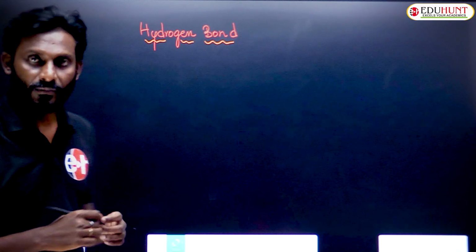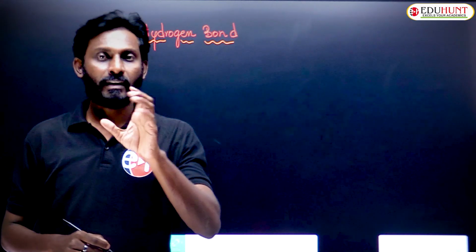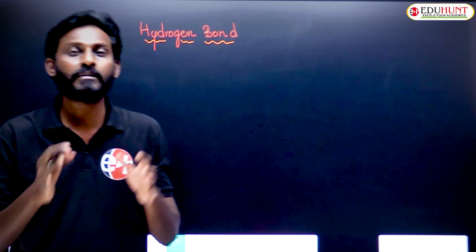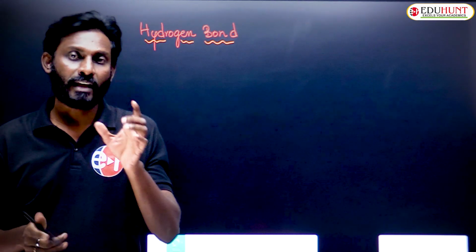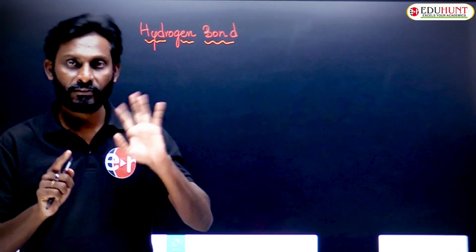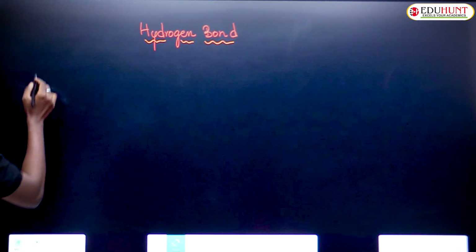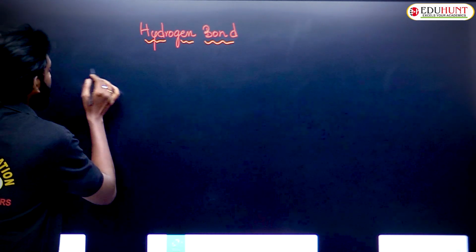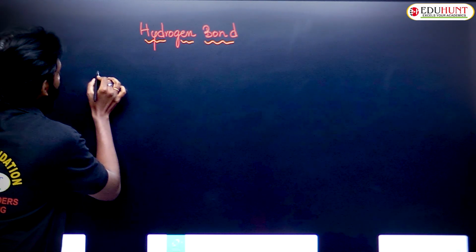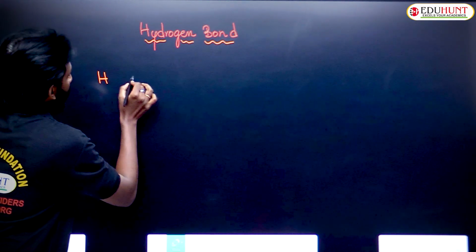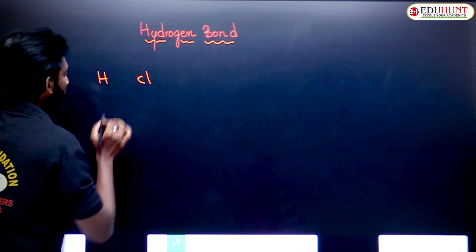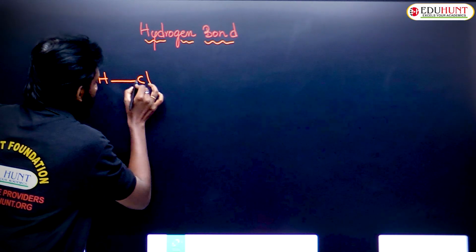If you take a covalent molecule as an example, having a covalent bond between two different atoms, let's take for the sake of example a bond between hydrogen and chlorine. There is a covalent bond between them.